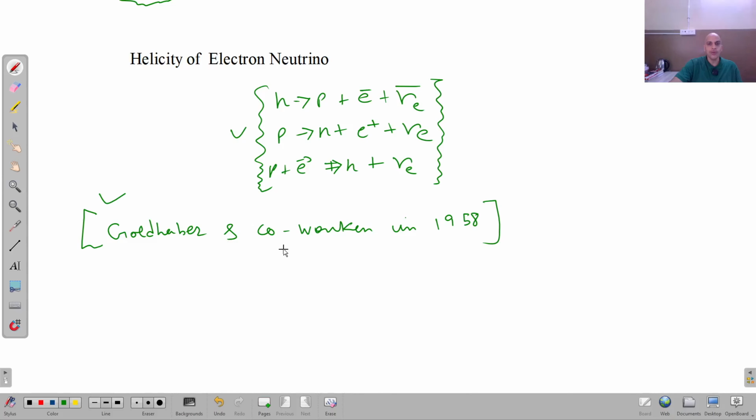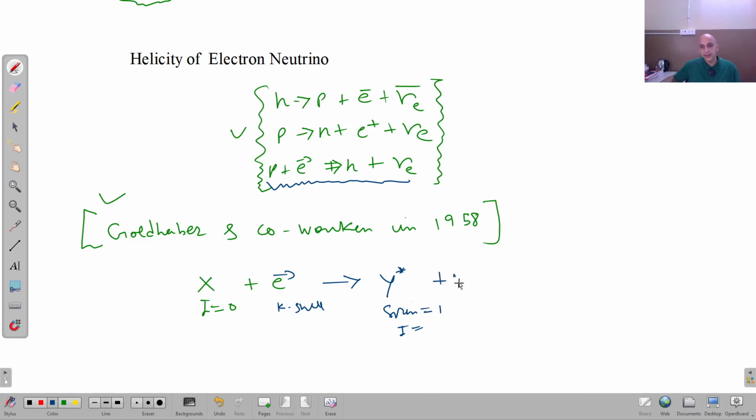They suggested that, let's suppose, a parent nucleus that is in the ground state and has spin I equal to 0, right? They considered an electron capture process. It absorbs the innermost electron, that is the K shell electron, and converts into a daughter nucleus that is in the excited state, and that has spin I equal to 1, plus electron neutrino. This is the reaction that is going to happen in this electron capture process, right?